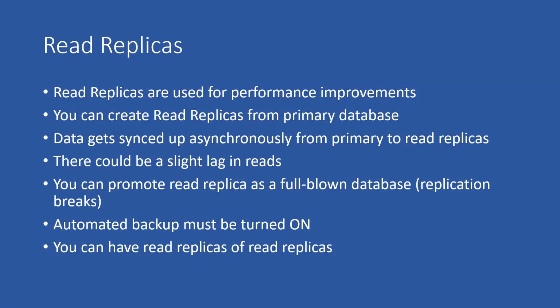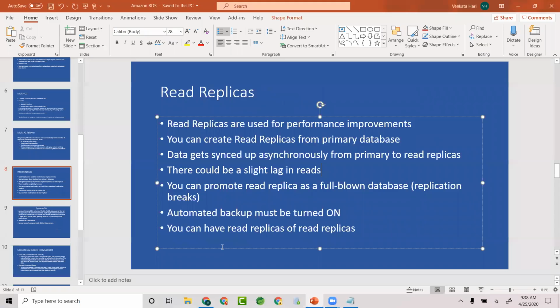Automated backup must be turned on. If you want to create a read replica, your automated backup must be turned on. Otherwise, you'll not be able to create a read replica. You can have read replicas of read replicas. Yes, you can create multi-level read replicas.